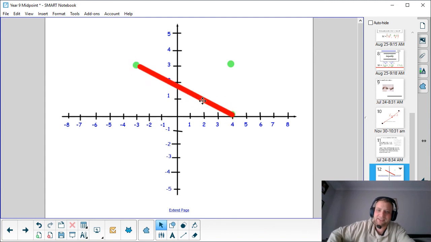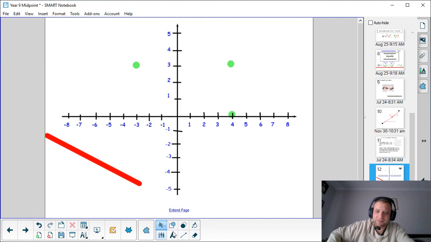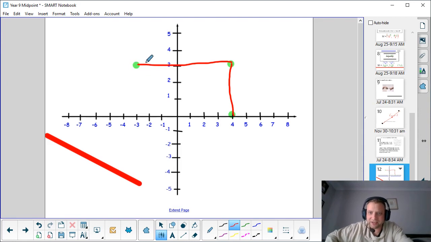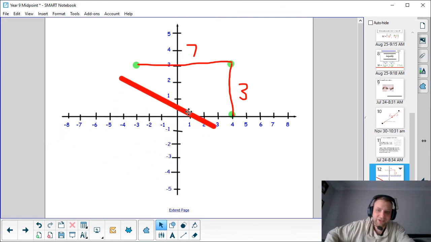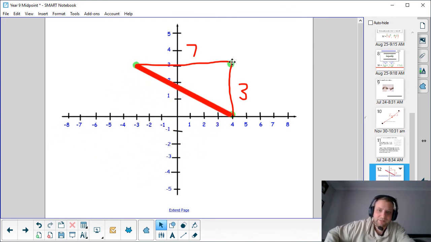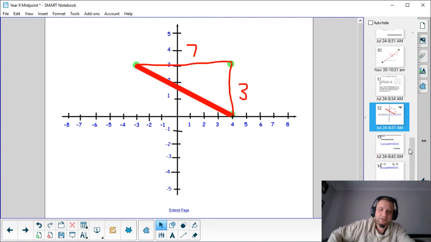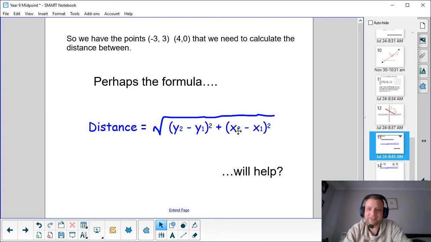So we want this distance, but it turns out we can solve this if we can measure the distance straight across and straight down. Straight across here, this is actually 1, 2, 3, 4, 5, 6, 7 units, and this is 1, 2, 3 units up. Distance of 7, distance of 3. Using Pythagoras, which you guys don't really know yet, these two values actually help us find that distance because we've made a right-angled triangle. So basically the formula looks like this.